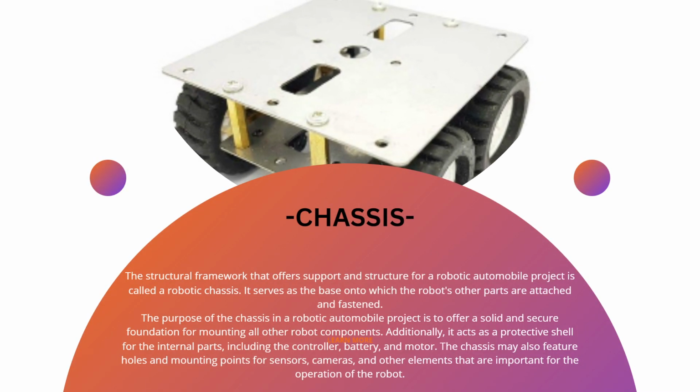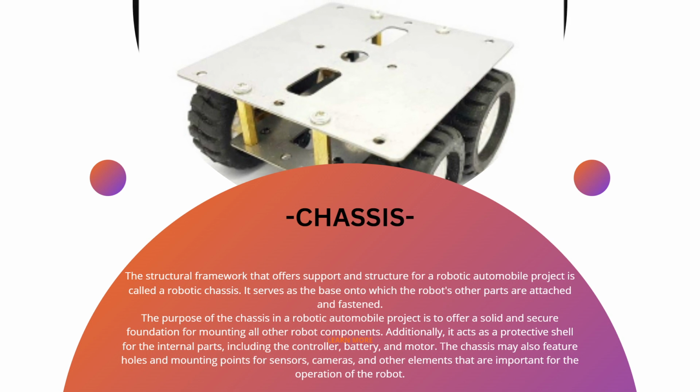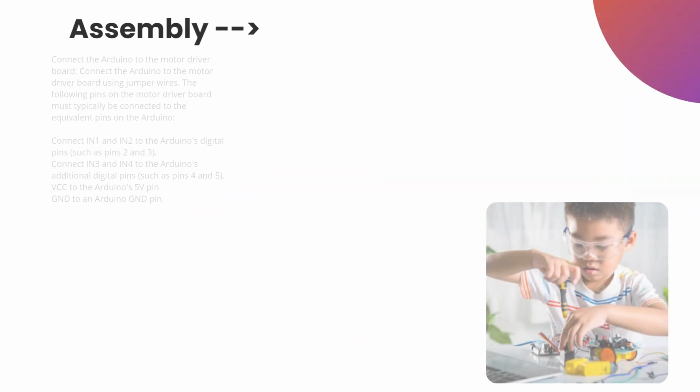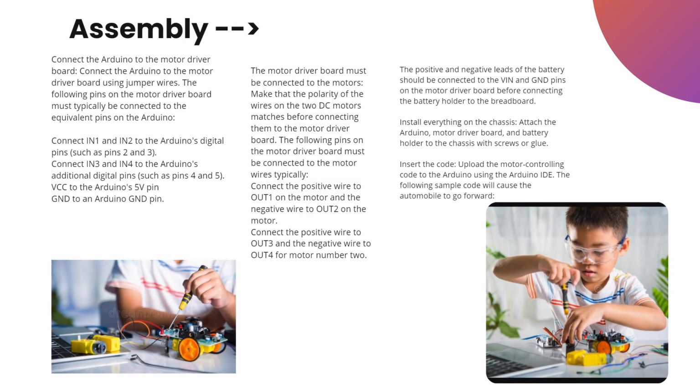Now the chassis. It is a structural framework that offers support and structure for a robotic automobile project. It is called a robotic chassis. It serves as the base onto which the robot's other parts are attached and fastened. The purpose of this chassis in a robotic automobile is to offer a solid and secure foundation for mounting all other robot components.